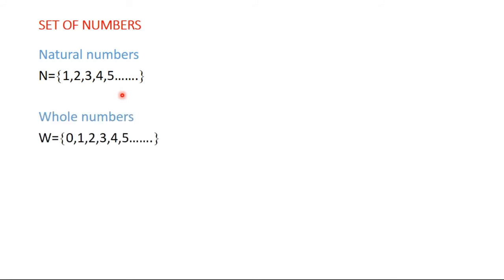We move on to the set of numbers. We are going to consider a lot of numbers. So we are going to see some sets of numbers. The first one is the set of natural numbers, and it begins with 1, 2, 3 upwards. So this is an example of an infinite set, so you can continue.